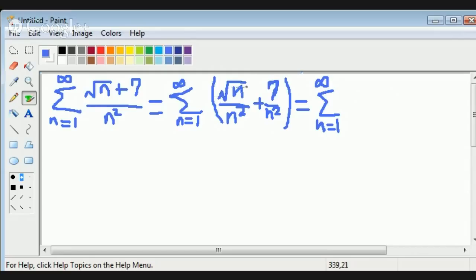For instance, this is n to the half over n squared. And since n squared is at the bottom, you could put n to the half down below as 1 over n to the 3 half. And you could keep the 7 over n squared because there's no need for simplifying unless you want to.